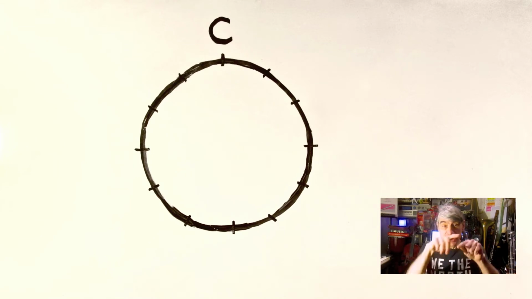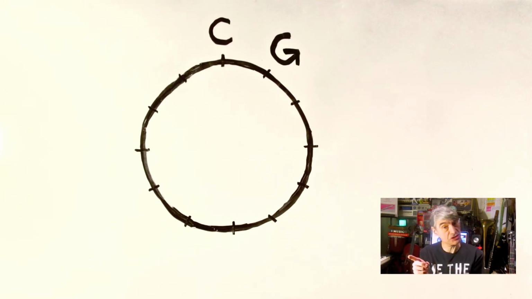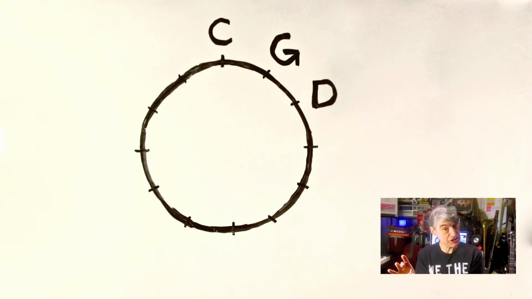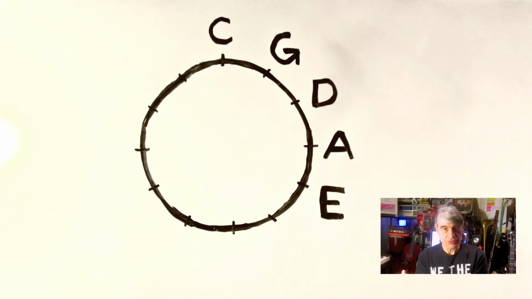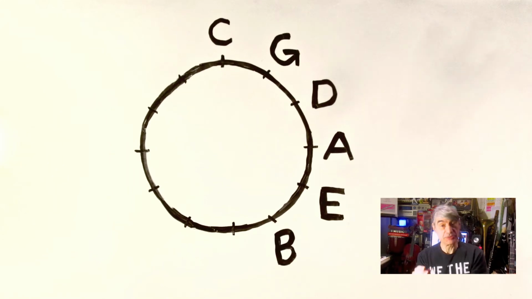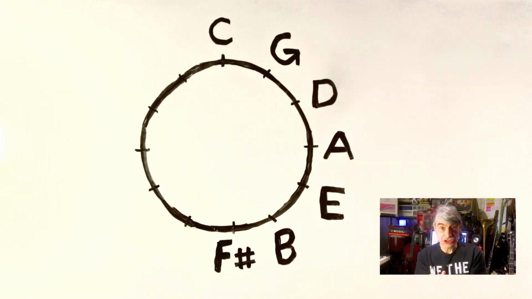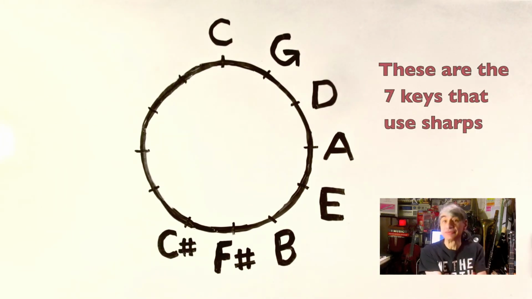And then what we're going to do on the circle, we're going to go around the circle in a clockwise fashion, and where the 1 would be, we put the key that would have 1 sharp, which is G major. Where the 2 would be, we put the key that would have 2 sharps, which is D major. And at the 3 position, we put the key that would have 3 sharps, which is A major. And then the key with 4 sharps, E major, the key with 5 sharps, B major, the key with 6 sharps, F sharp major, and then finally the key with 7 sharps, C sharp major.